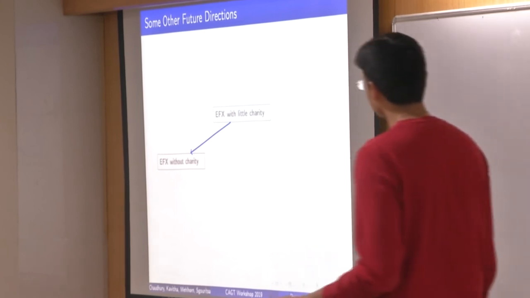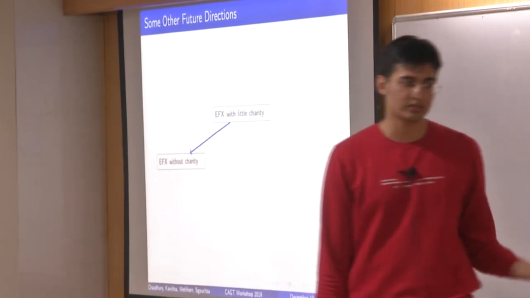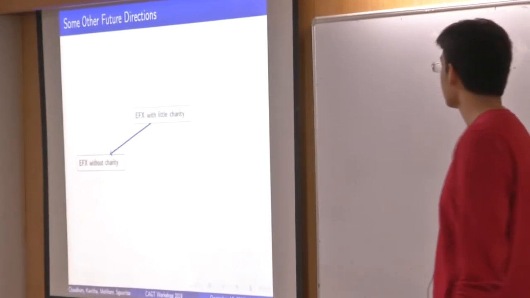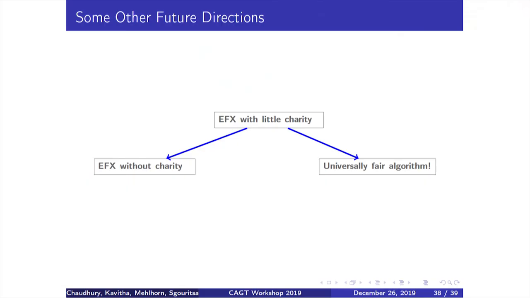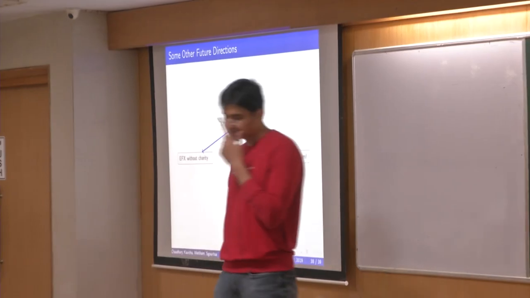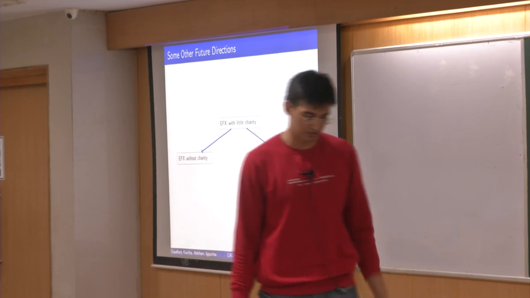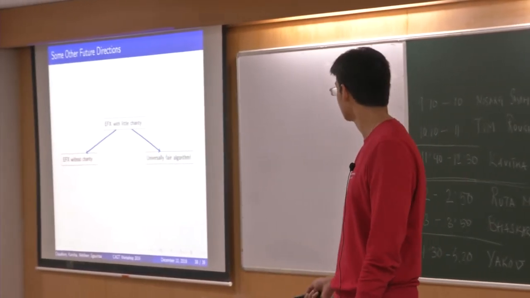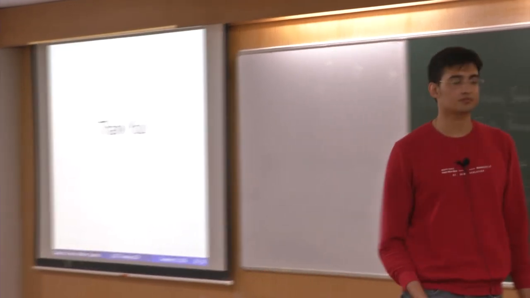We also give simultaneous guarantees on GMMS, which I didn't discuss in this part of the talk, which is a notion that generalizes EFX and MMS. So the goal is, can we find an algorithm which can simultaneously achieve several notions of fairness with good approximations at the same time, something you may call universally fair. Yeah, that's all.